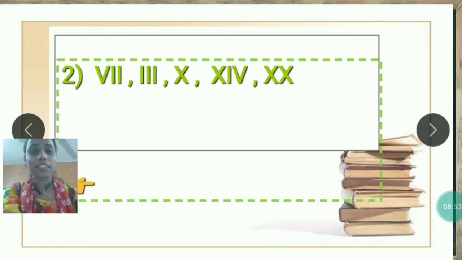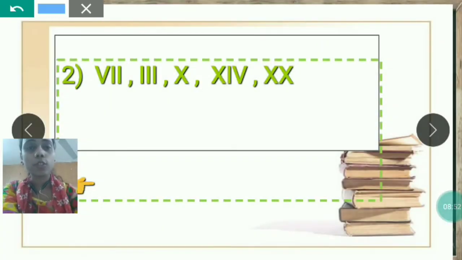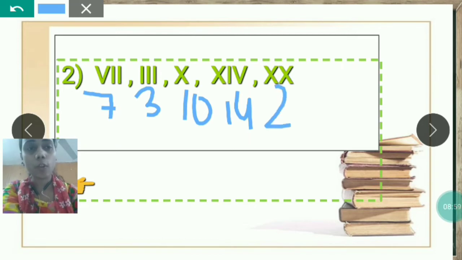Again we will solve this example. Okay dear. So let's see here. So it is 7, 3, 10, 14, and what is the value of this Roman numeral? That is 20. So which one is the smallest? First of all 3 is the smallest. So I will write 3.